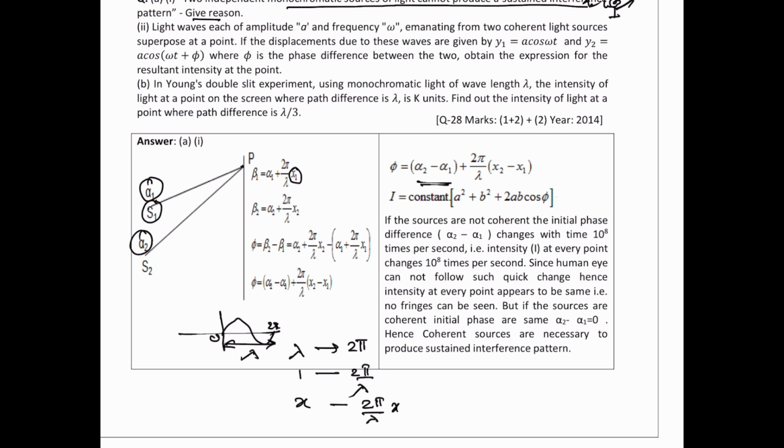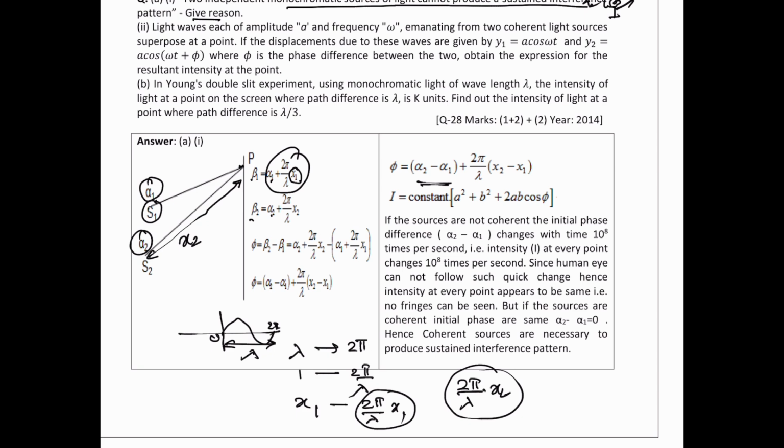So the first light covers a distance x1, so the phase difference because of the path difference will be 2 pi by lambda into x1. For the second source of light, when it comes to P, suppose this distance is x2. Then the second one will have a phase difference because of the path difference x2. So the total phase for the first wave is alpha 1, the initial phase, plus 2 pi by lambda x1. For the second wave it is alpha 2 plus 2 pi by lambda x2.